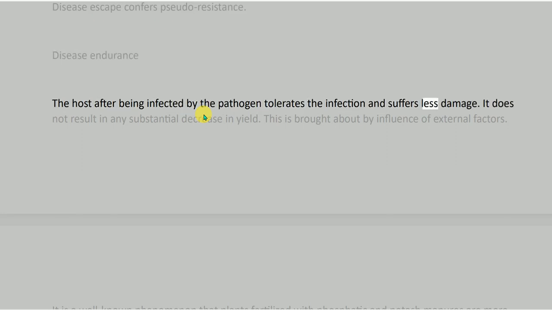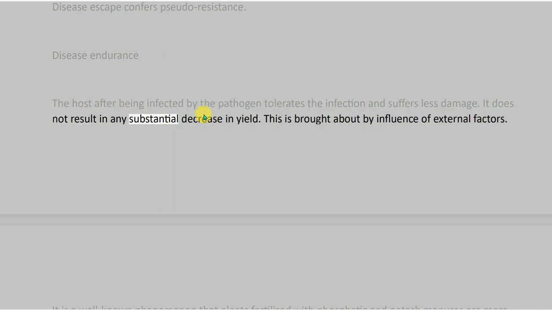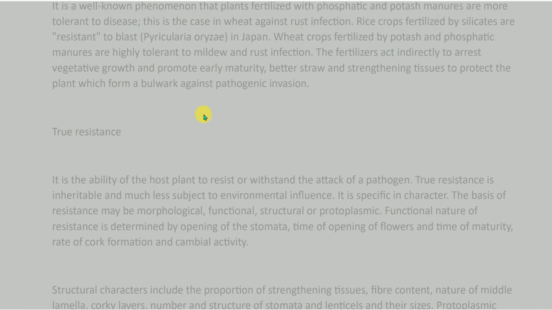This is brought about by the influence of external factors. It is a well-known phenomenon that plants fertilized with phosphatic and potash manures are more tolerant to disease. This is the case in wheat against rust infection. Rice crops fertilized by silicates are resistant to blast, Pyricularia oryzae, in Japan. Wheat crops fertilized by potash and phosphatic manures are highly tolerant to mildew and rust infection. The fertilizers act indirectly to arrest vegetative growth and promote early maturity, better straw and strengthening tissues to protect the plant, which form a bulwark against pathogenic invasion.